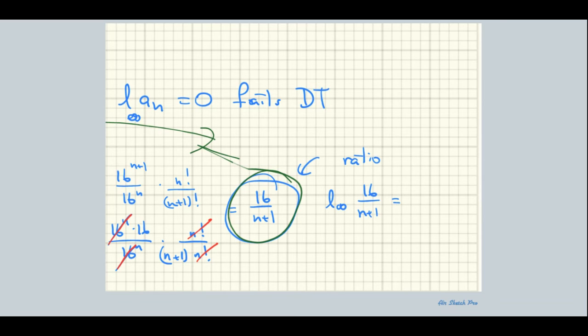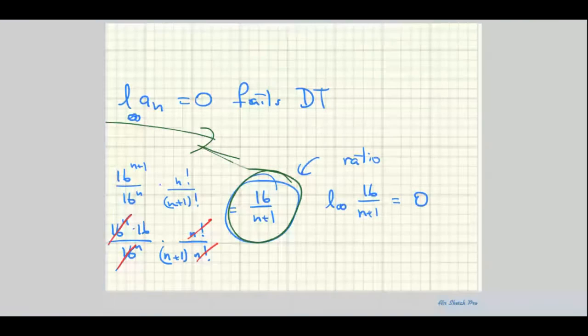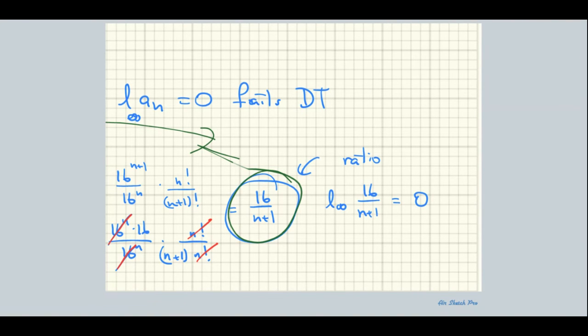16. Yeah, and as n grows it's going to go to 0. When n is 1,000, it's like 16 over 1,000. When n is 1,000,000, it's 16 over 1,000,000. So the limit is going to 0, and that's usually what you're going to see. Generally on the ratio tests, you'll see the thing goes to 0. Yeah, you got a question?